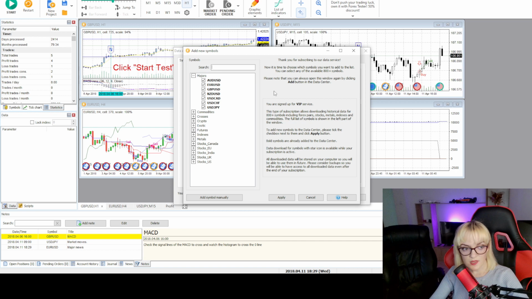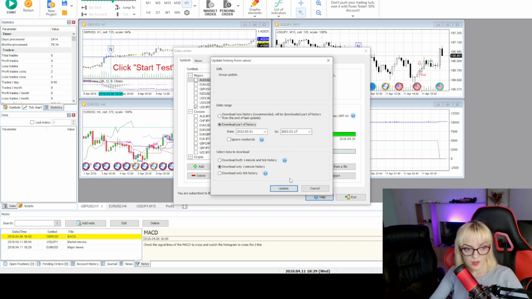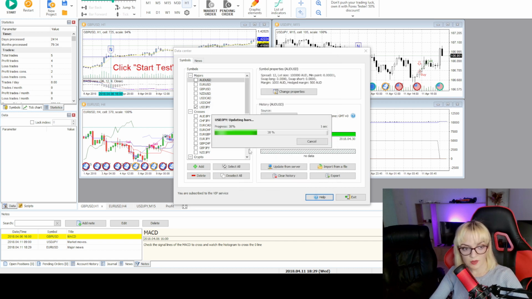And as you can see, we can add as well some other symbols here, but this is not the case today. So let's update the data history. It's completed, and now we can basically start to backtest.